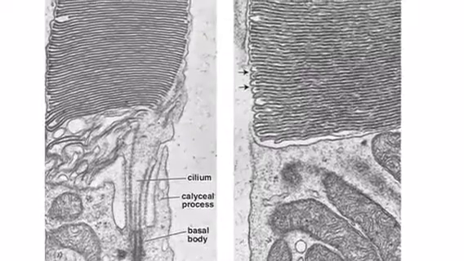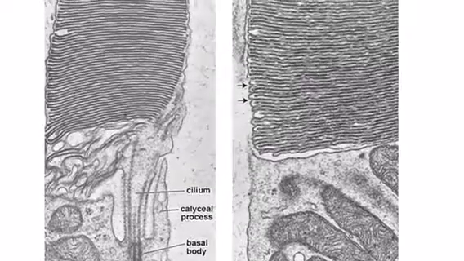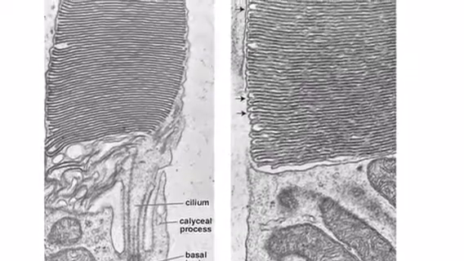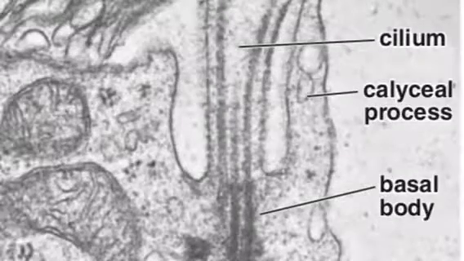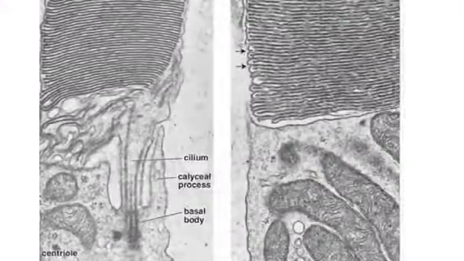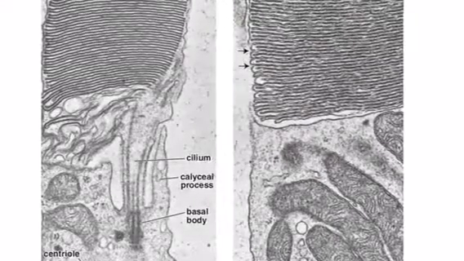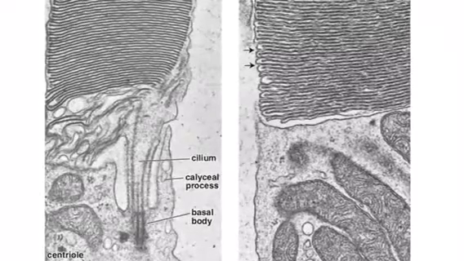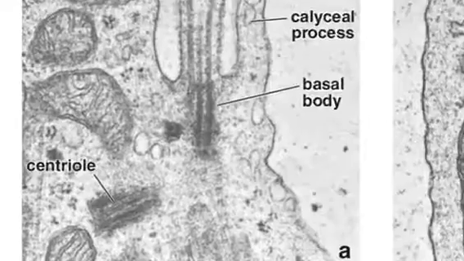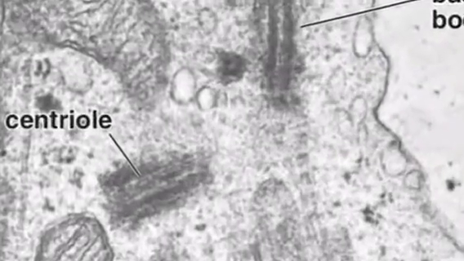This electron micrograph shows the junction between the inner and outer segments of the rod cell. The outer segments contain the horizontally flattened discs. The plane of this section passes through the connecting stalk and cilium. A centriole, a cilium and its basal body, and a calycal process are identified.